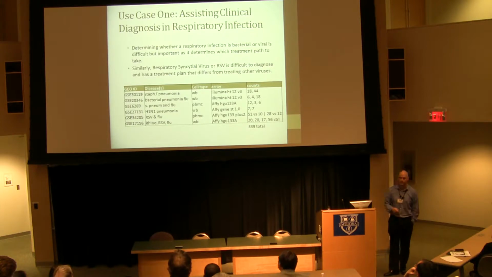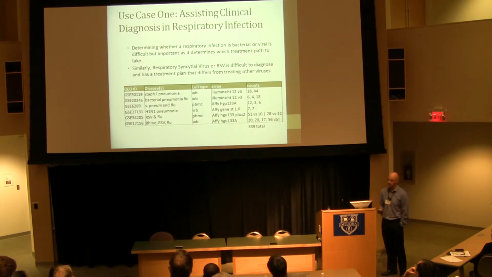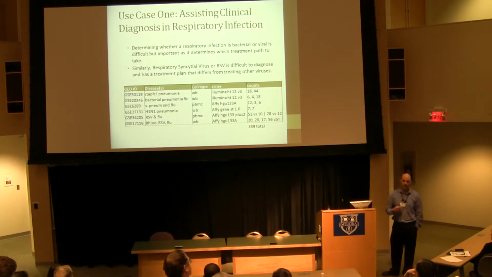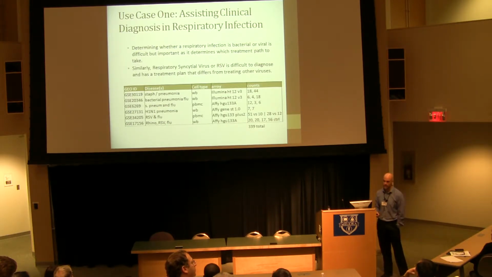If you had a patient with a bacterial infection, you want to give them antibiotics pretty quickly. If you think somebody has a viral infection, but they actually have a bacterial infection, there can be pretty negative consequences when you don't give them the antibiotics that they need.